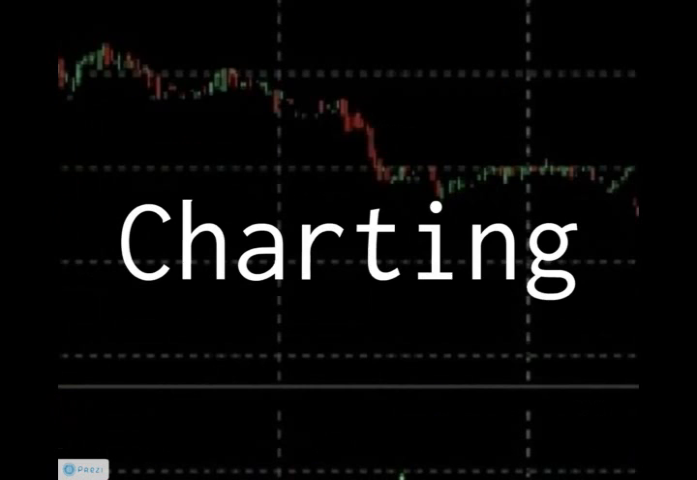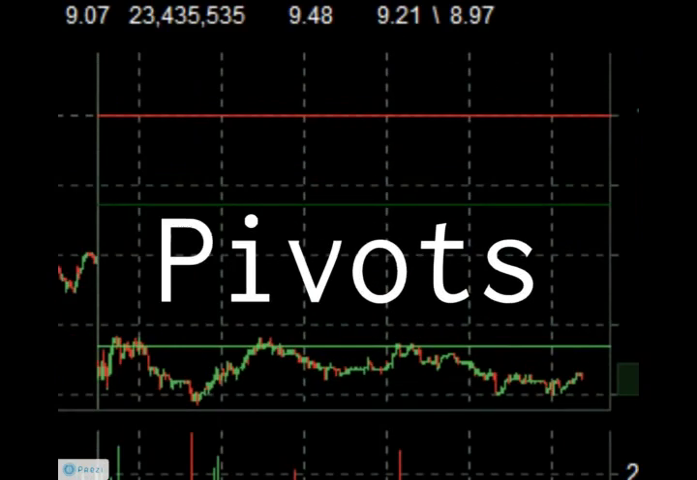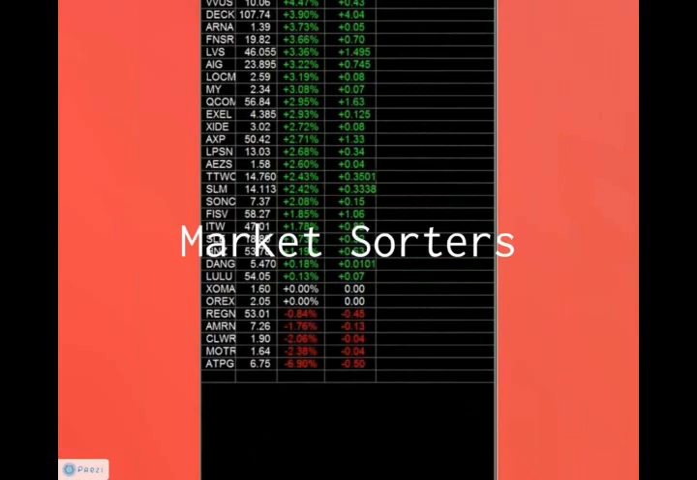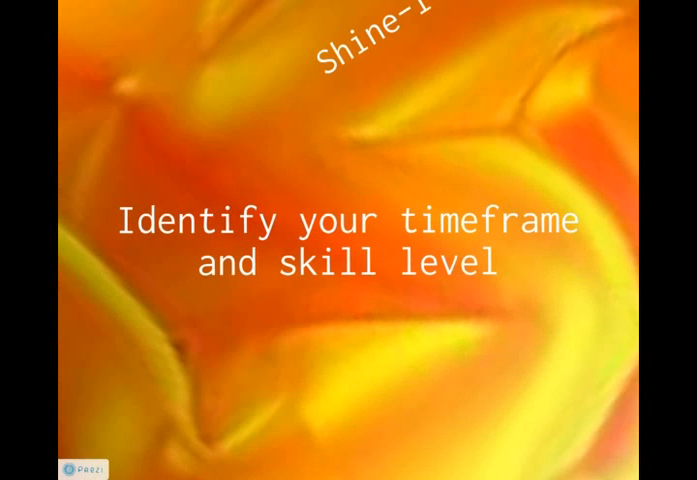Once again, charting, filters, pivots, market sorters, just some names. I try to identify new names, new ideas. Once again, I look for trades and stocks and names. People say, what type of names, what type of trades do you trade? I look for names on stocks that I can trade, not that trade me.